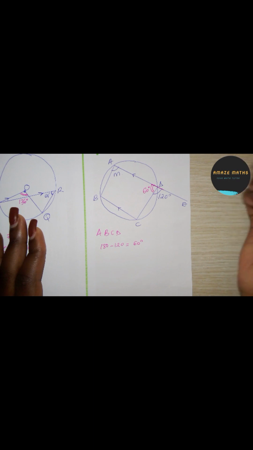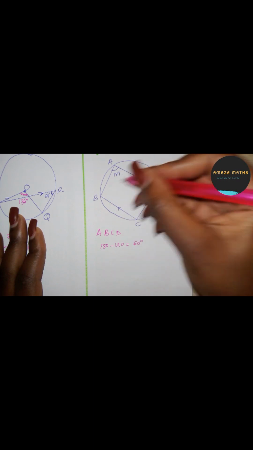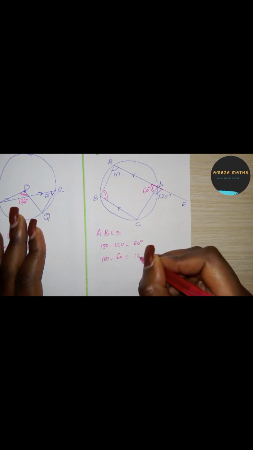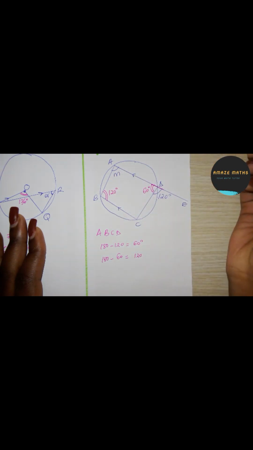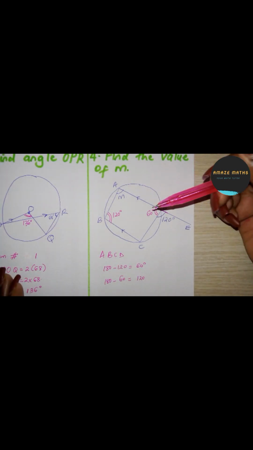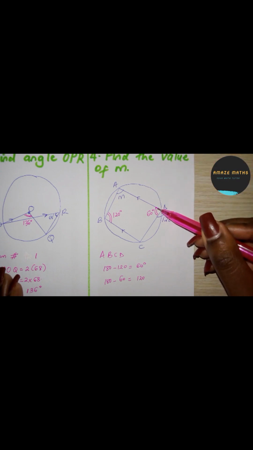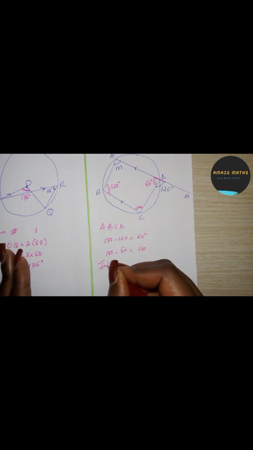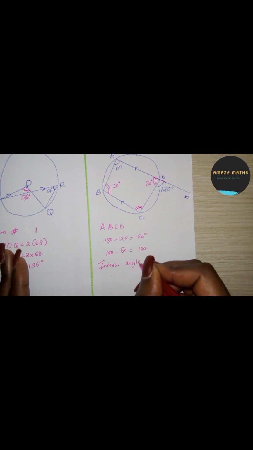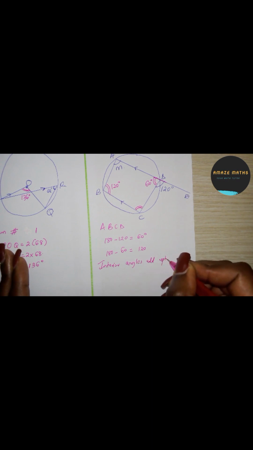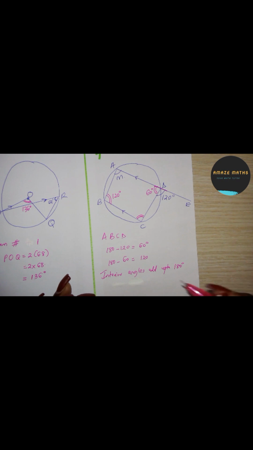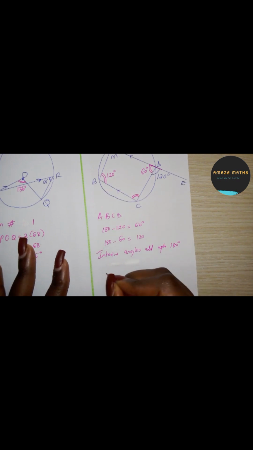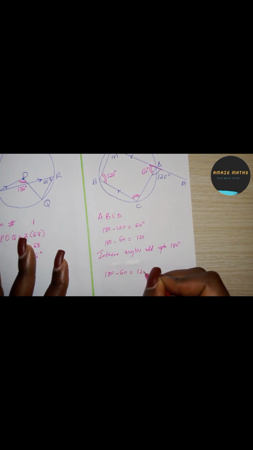Now cyclic quadrilateral, the opposite angles, they add up to 180. So even this one we do 180 minus 60, that is 120. Now remember the lesson on parallel lines. This angle 60 plus this one, they are called interior angles, and the interior angles add up to 180. So to find this one, we do 180 minus 60. And that gives us 120.